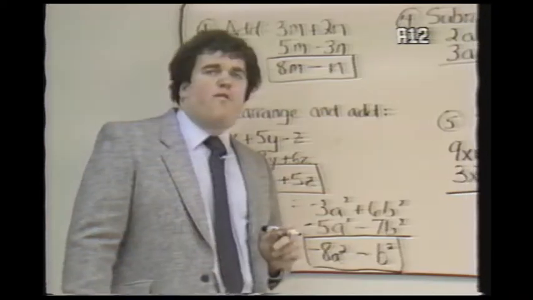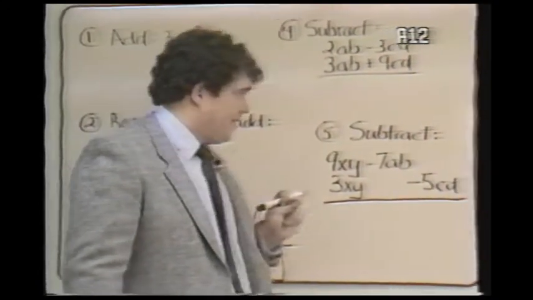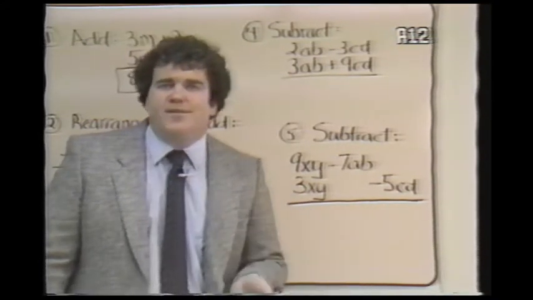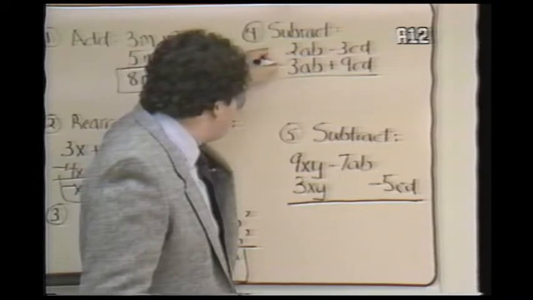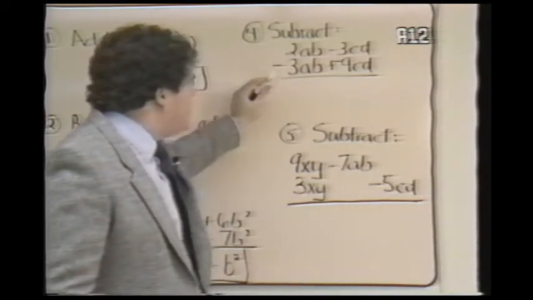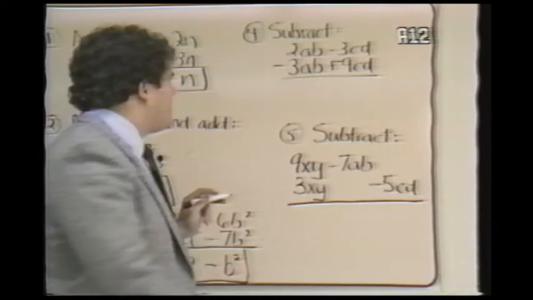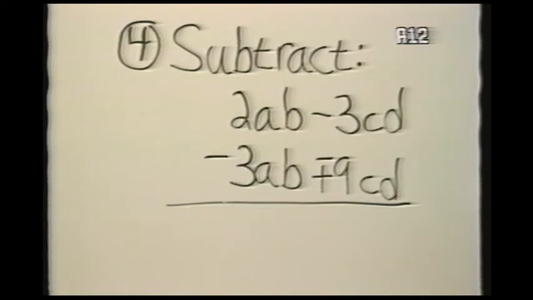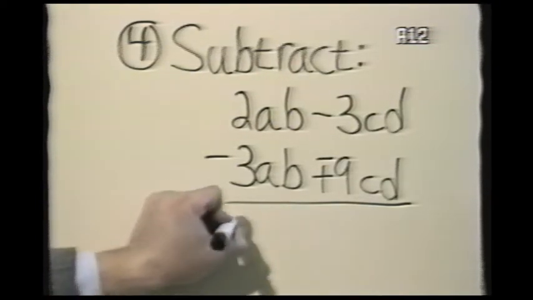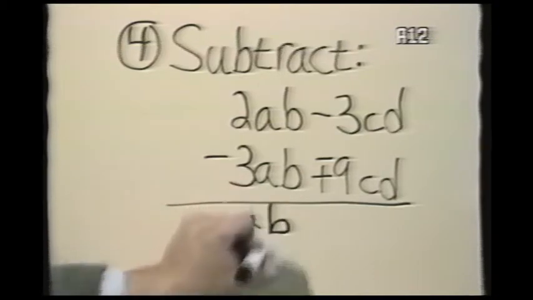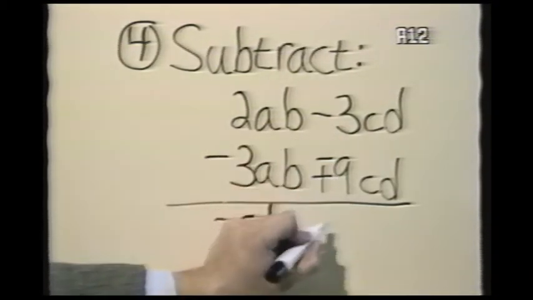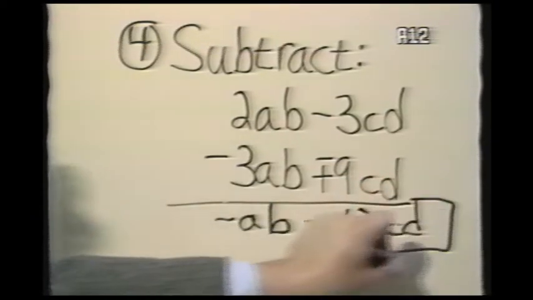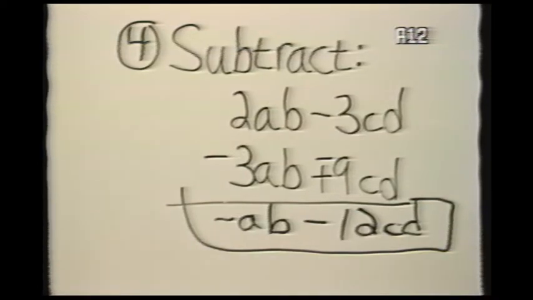In problem number 4, they want me to subtract. Now remember what I always say. Instead of subtracting, I want to add the opposite. So I change the sign of the bottom terms all the way through. This 3ab plus 9cd now becomes a minus 3ab plus a minus 9cd. Together, 2ab and minus 3ab is minus ab. And minus 3cd and minus 9cd is minus 12cd. My answer is minus ab minus 12cd.